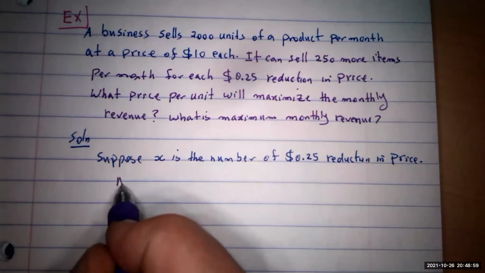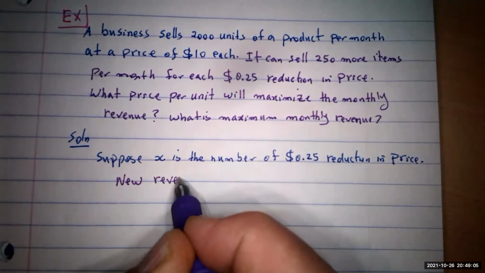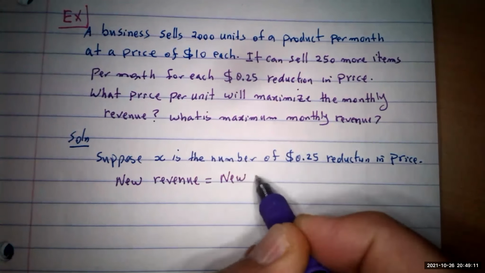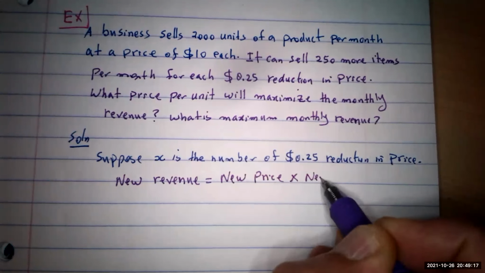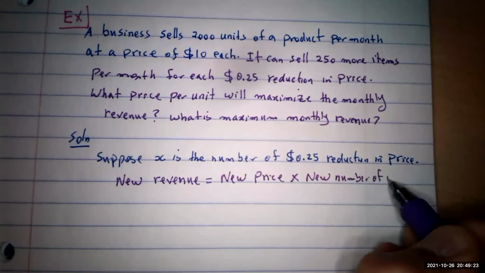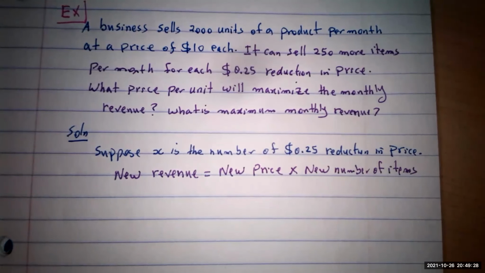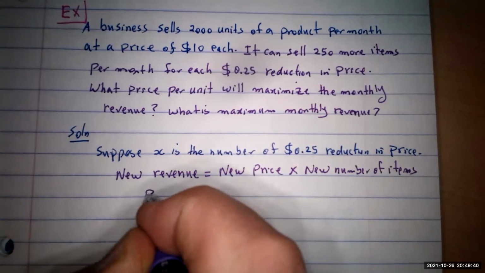Just for your information, the new revenue is going to be the new price times the new number of items. Because you already got the revenue, your revenue is $20,000. But if it's going to be a new one, you have to calculate it. So this is going to be our revenue function. R of x is going to be equal to the new price times the new number of items.